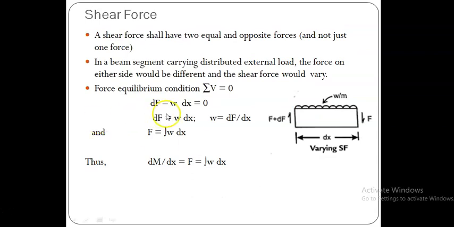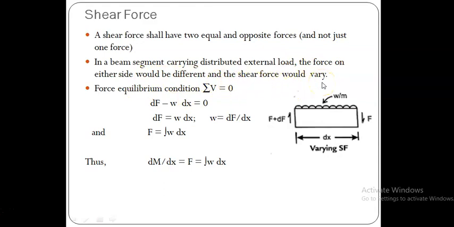So you see that a shear force shall have two equal and opposite forces and not just one force. In a beam segment carrying distributed external load, the force on either side would be different and the shear force would vary.